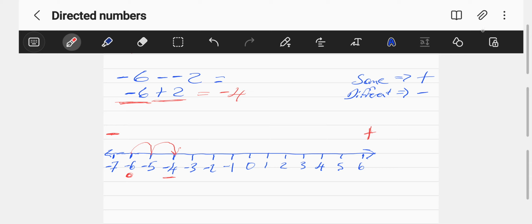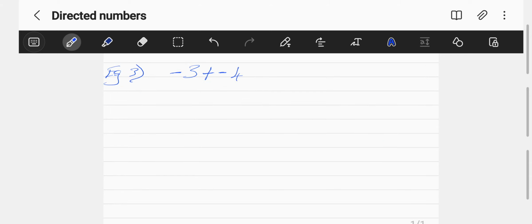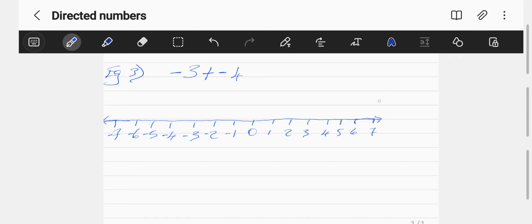All right, let's do a last one. Okay, here we have example 3, negative 3 plus negative 4, or negative 3 plus minus 4. All right, so we're going to draw up our number line and solve this one. We have our 0, to the right of 0, positive numbers, and to the left, negative numbers. All right, and of course, positivity to the right, negativity to the left, as we said. And now we're going to solve.